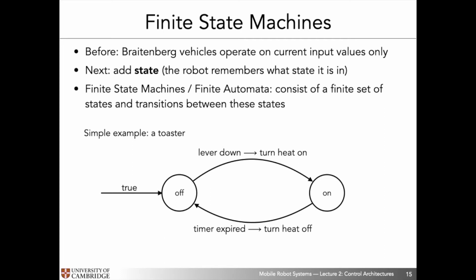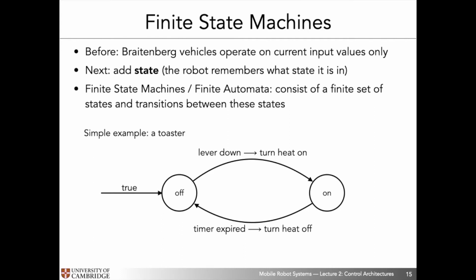Right, so before we looked at Braitenberg vehicles, which operate on current input values only. What finite state machines do is they add the capability of state. So the robot is capable of remembering what state it is in. And this turns out to be quite useful, right? So in this particular case of control architecture, we're looking at a finite set of states and transitions between these states. And the logic that connects these different states is really what defines how the robot would behave in a given environment or setting.